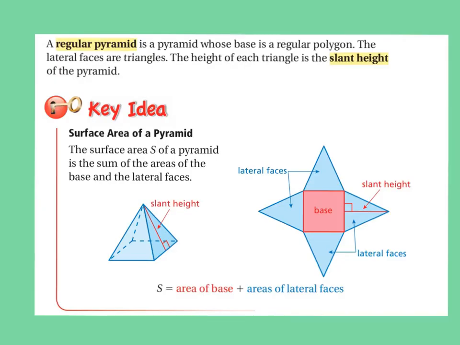A regular pyramid, so you're going to have to pay attention to that direction today in your assignment, or tomorrow in your assignment and on the exit ticket today. So a regular pyramid is a pyramid whose base is a regular polygon. The lateral faces are triangles. The height of each triangle is the slant height of the pyramid. So when we talk about a regular polygon, it means that polygon has the same length sides. So in this case, it's a square, and they all have the same length sides. Okay, so that's a really important thing to be paying attention to as you work through this lesson.